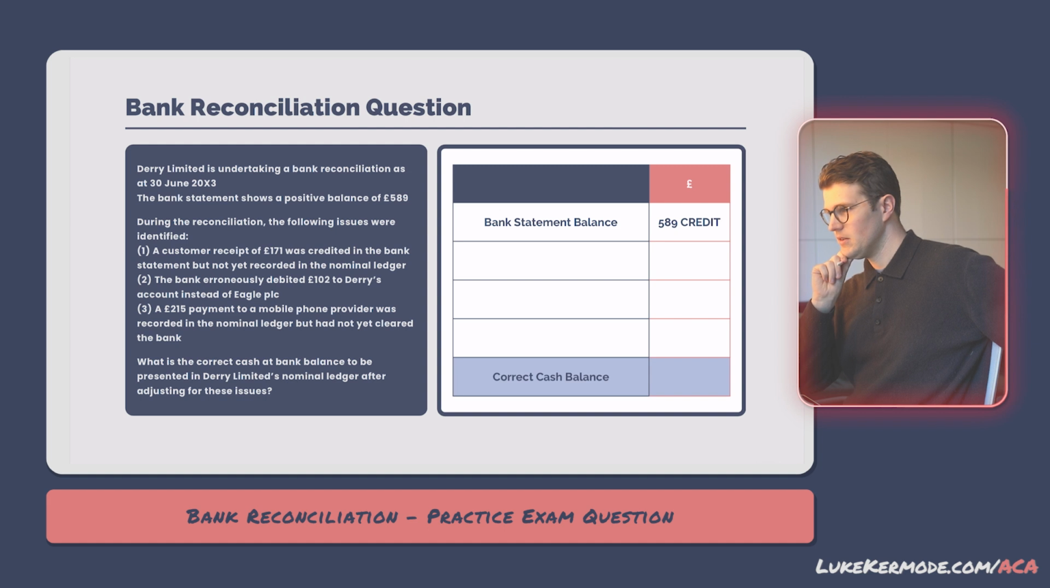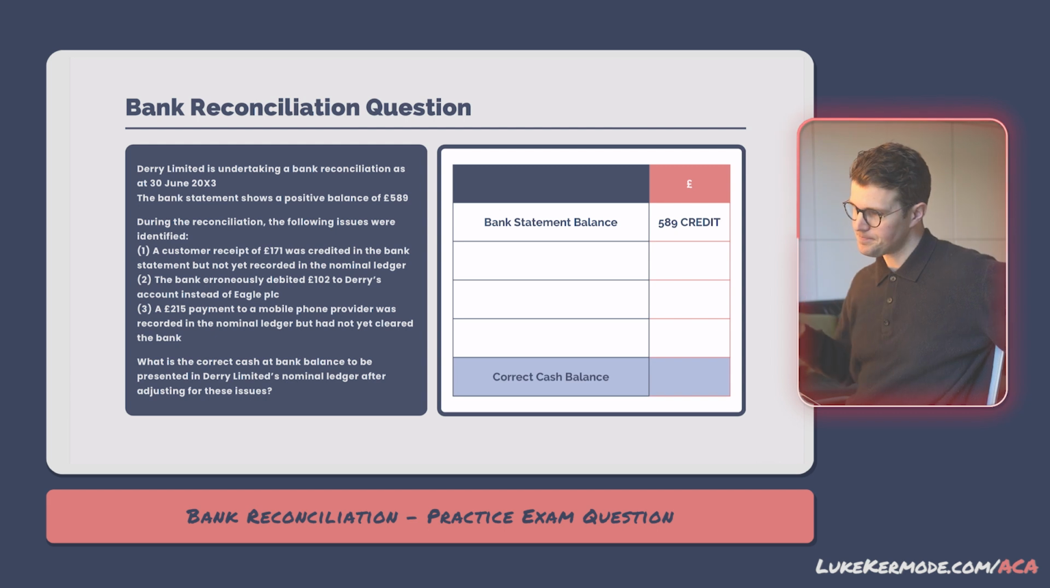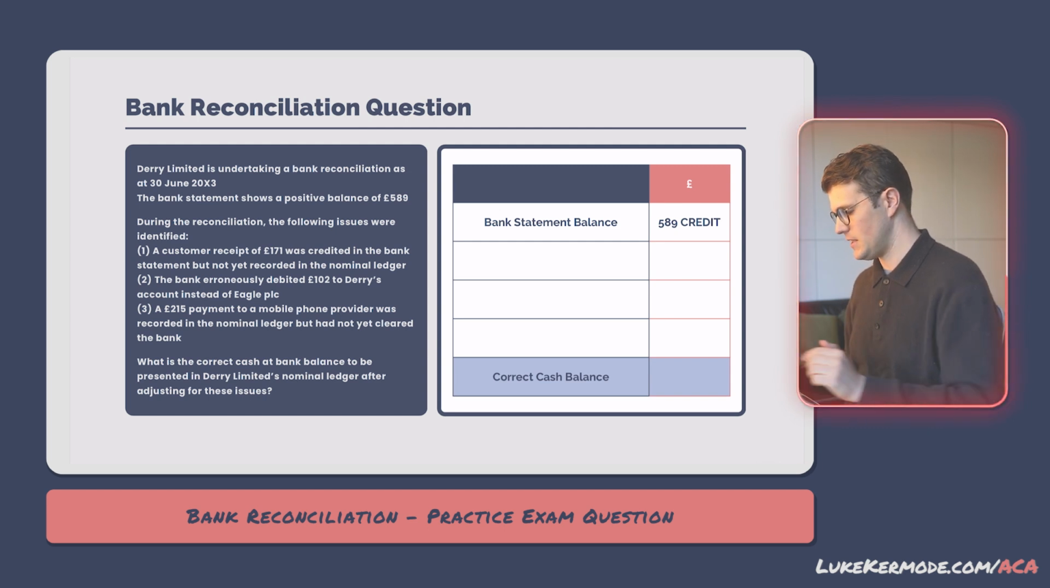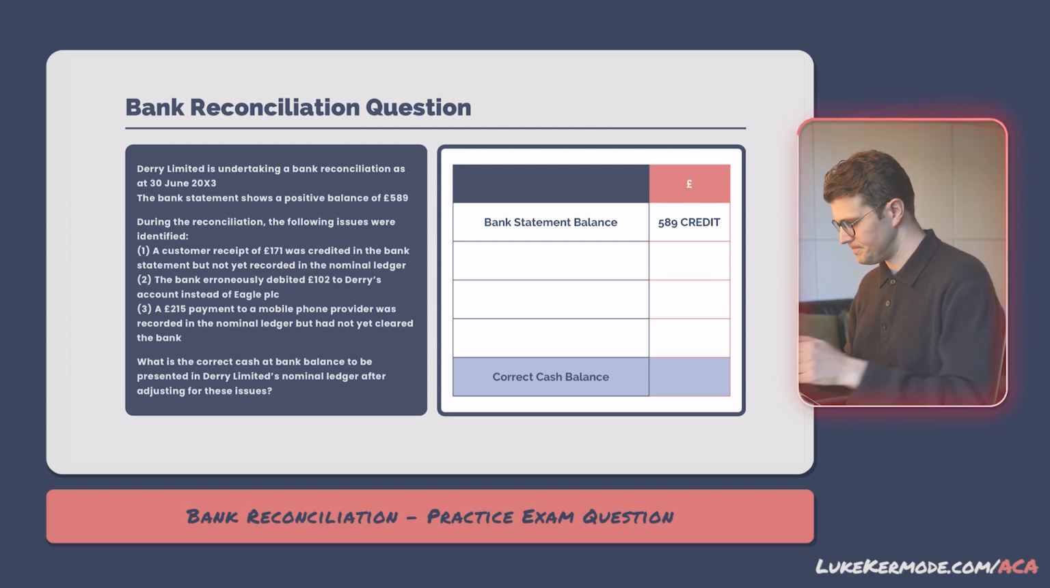And importantly, we don't need to adjust for everything. We only need to adjust for the issues which affect the bank statement. So we're not interested in any errors that appear in the nominal ledger and the cash at bank account balance. We only care about the errors which specifically impact the bank statement. So with that in mind, let's work through the issues one by one. So the first issue that we were told about is the customer receipt.